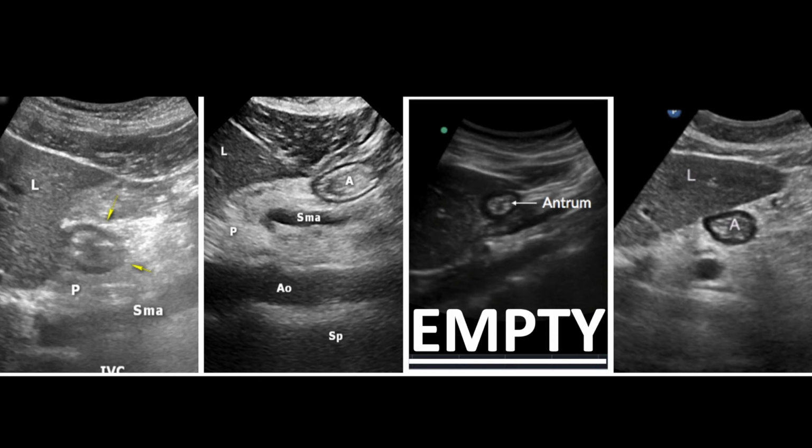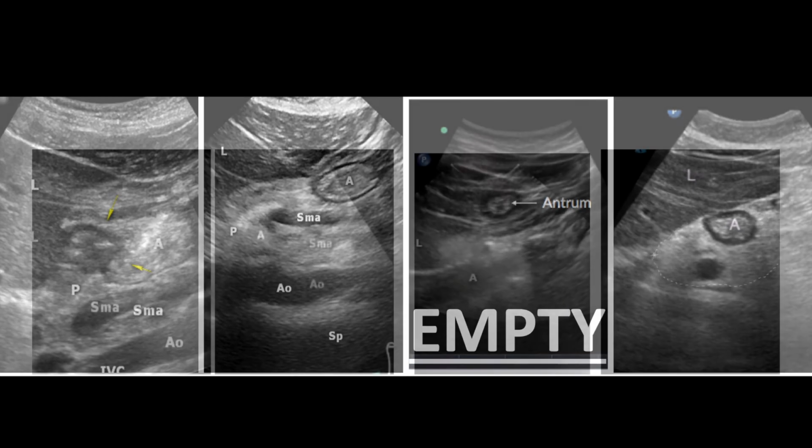You will see a small, compressed antrum approximately 2 to 3 centimeters in size. The antrum will be round or ovoid in shape. It can have a bullseye appearance. At times, the rugae of the stomach can be seen.